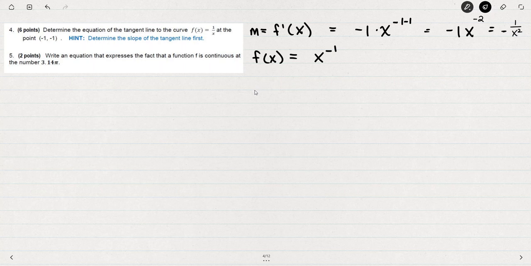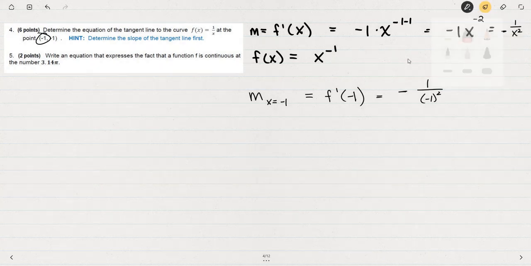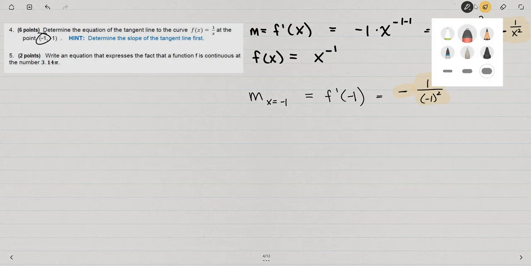So what I want to do next is find the m when x is -1. Find the slope when x is -1. So that's the first derivative when x is -1. So I'm going to take this -1 and fill it in to this opposite of 1 over x squared. And then in place of x, we put a -1. -1 squared is 1.